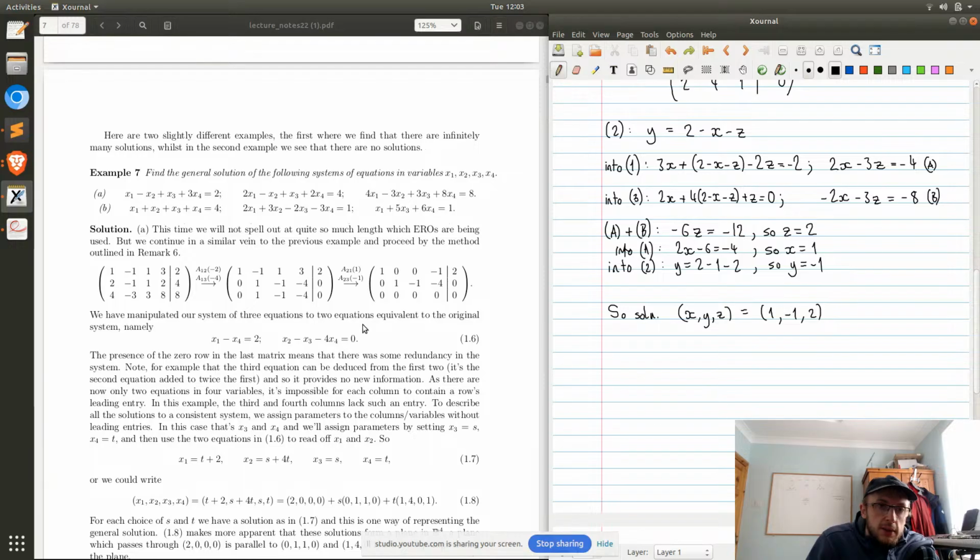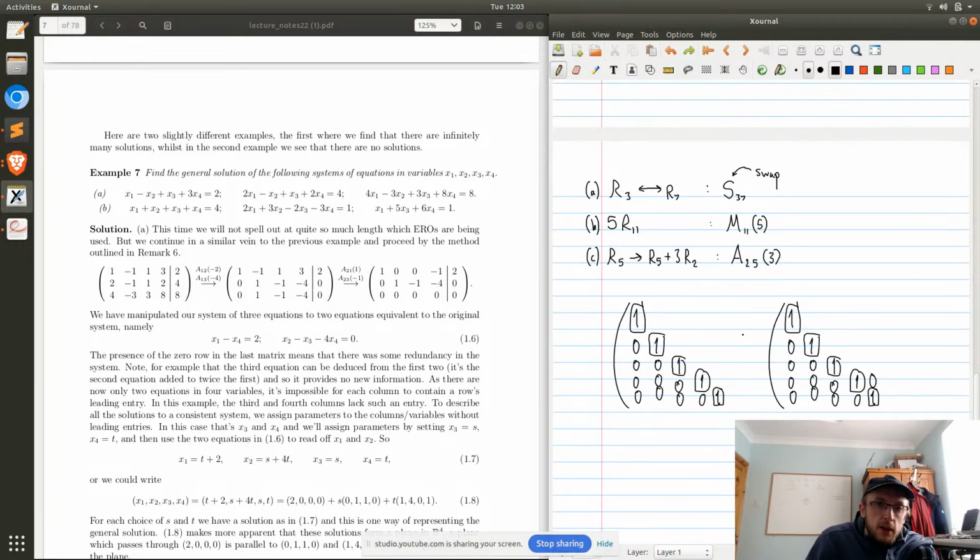Here are two slightly different examples. The first, where we find that there are infinitely many solutions, whilst in the second example, we see that there are no solutions. 0, 1, and infinity, the big three. All right.